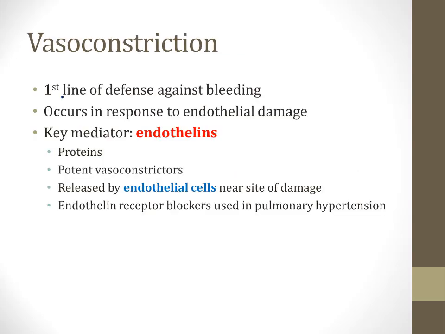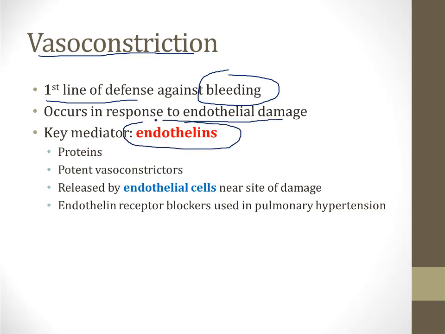Before we talk about coagulation, I want to mention that vasoconstriction is the body's first line of defense against bleeding. This occurs before any thrombus is formed, and it occurs in response to endothelial damage. The important mediators of this effect are substances called endothelins. These are proteins that are very potent vasoconstrictors. They are released by endothelial cells near sites of damage. And if you've watched the module on pulmonary hypertension, you know that there are drugs used in pulmonary hypertension which are endothelin receptor blockers, and this should make sense to you if you appreciate that endothelins cause vasoconstriction.